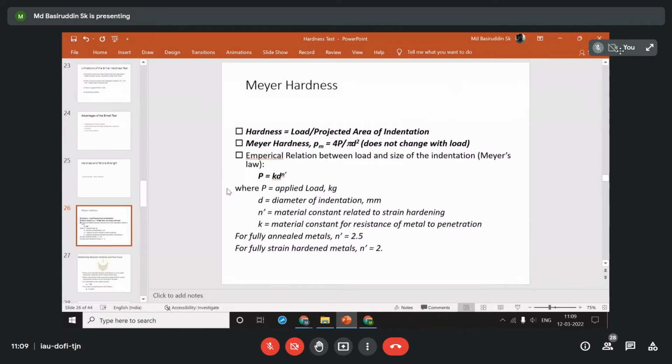Do you know the different heat treatment processes like annealing, water quenching? Do you know? Yes, yes, sir.